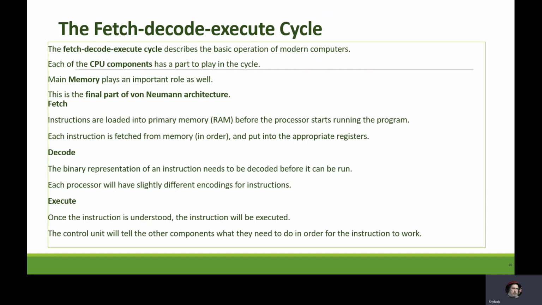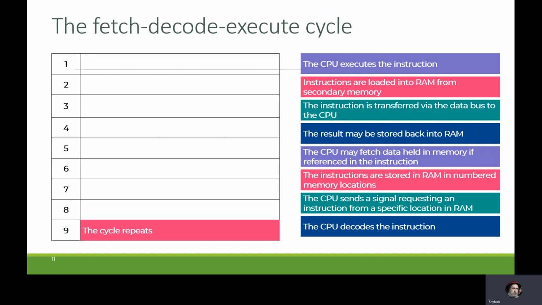Decode. The binary representation of an instruction needs to be decoded before it can be run. Each processor will have slightly different encodings for instructions. Execute. Once the instruction is understood, the instruction will be executed, and the control unit will tell the other components what they need to do in order for the instruction to work.